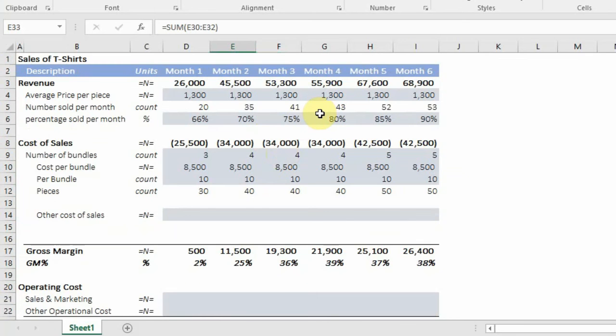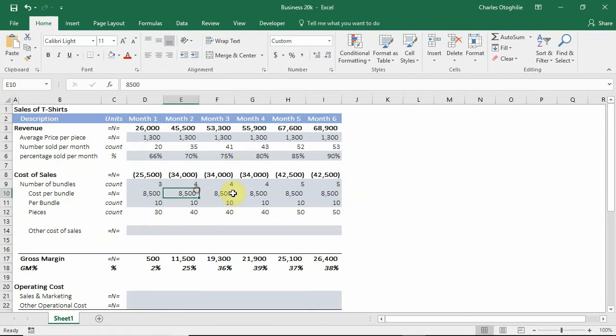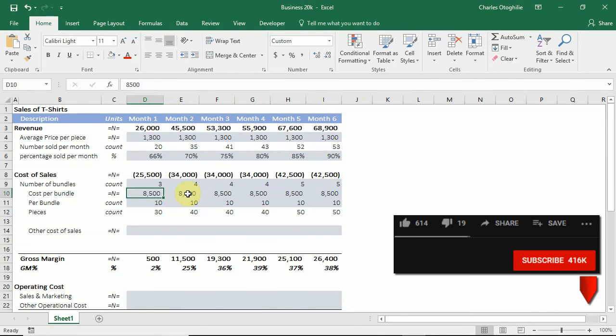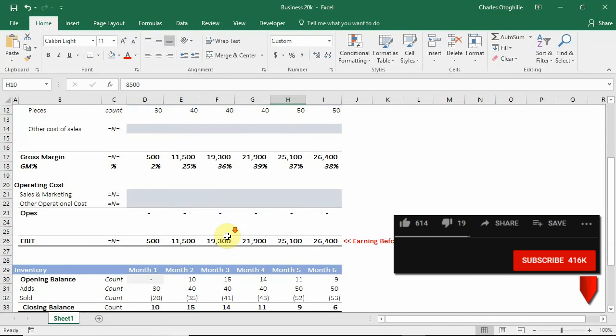So it's a simple model, but I just felt like doing it to at least give an overview of what this proposal is about and if it is worth venturing into.